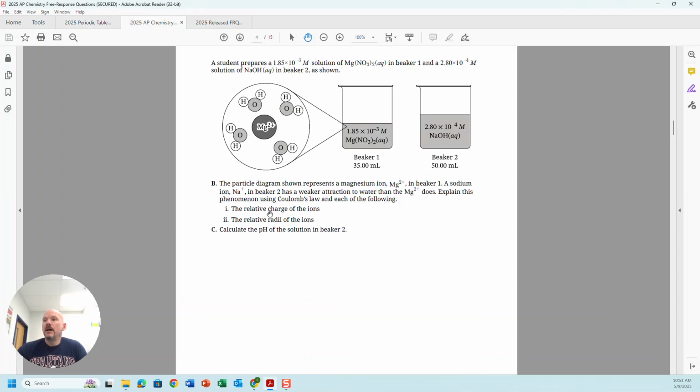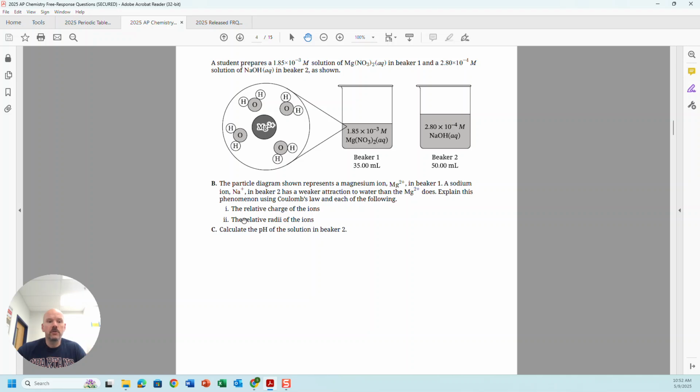It says, explain why the sodium to water interaction is weaker than the magnesium to water interaction in terms of charge and in terms of radii, okay? So size. We got to know that magnesium has a 2 plus charge and sodium has a 1 plus charge, so higher magnitude of charge, so that answers part 1.